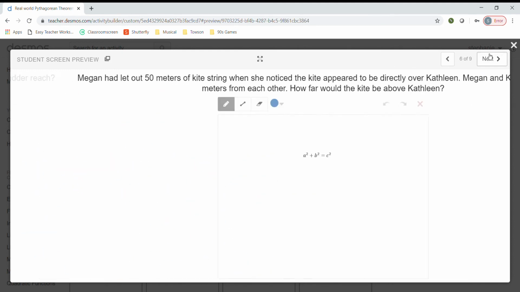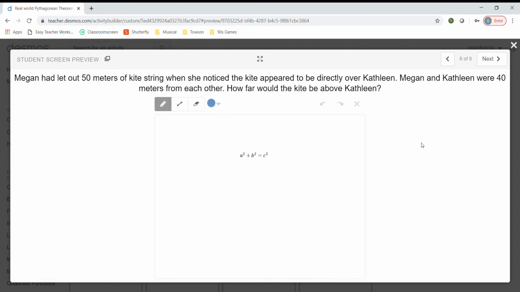All right, let's look at number 6. So Megan had let out 50 meters of kite string when she noticed the kite appeared to be directly over Kathleen. So here's Kathleen, and here is going to be the kite. All right, so it's directly over Kathleen. Megan and Kathleen are 40 meters from each other. So let's put Megan here, and right here between them is going to be 40.